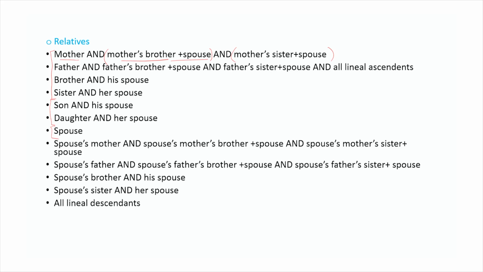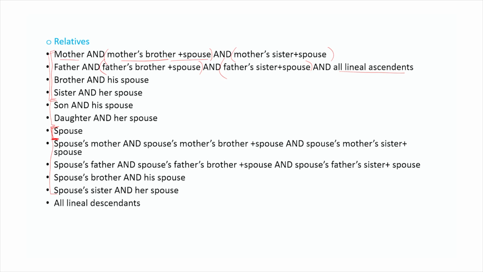Next we have father, and similarly we have father's brother and spouse and father's sister and spouse, and all lineal ascendants as well, okay. Then you have brother and his spouse, you've got sister and her spouse, son and his spouse, daughter and her spouse, then your own spouse. Then the way we have treated the mother, the father, the brother, the sister, same way we pick up that entire chain and transpose that from the point of view of the spouse now.